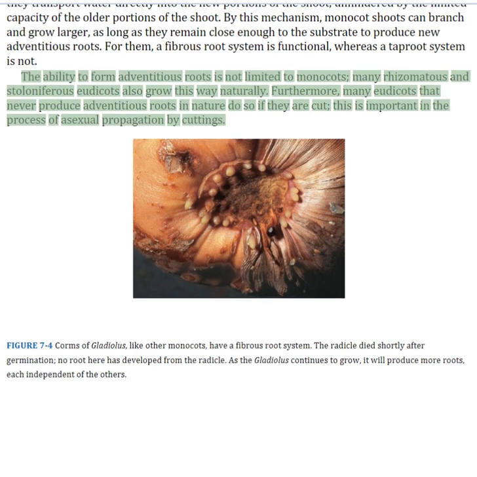The ability to form adventitious roots is not limited to monocots. Many rhizomatous and stoloniferous eudicots also grow this way naturally. Furthermore, many eudicots that never produce adventitious roots in nature do so if they are cut. This is important in the process of asexual propagation by cuttings.